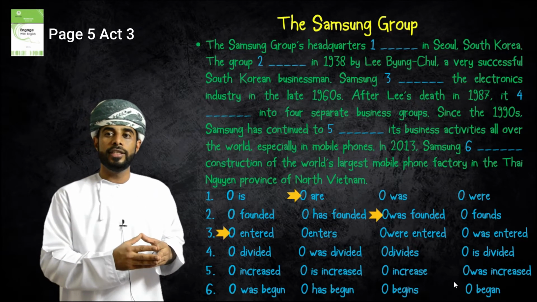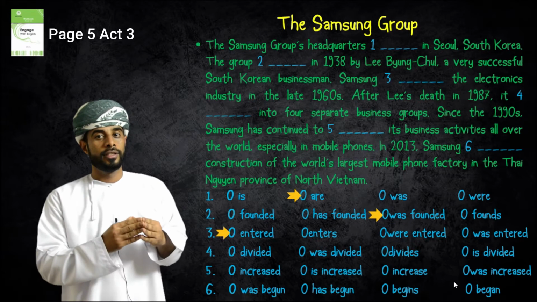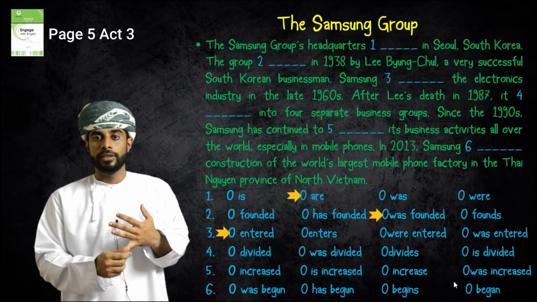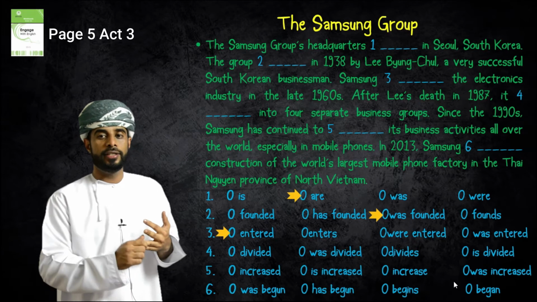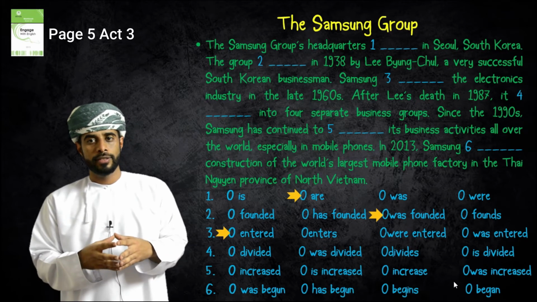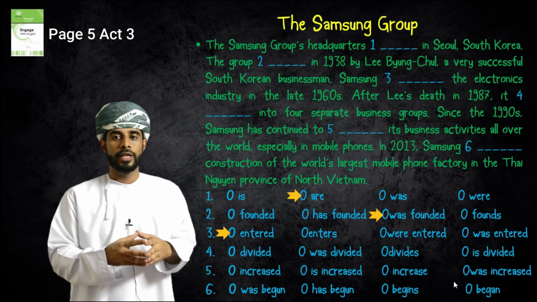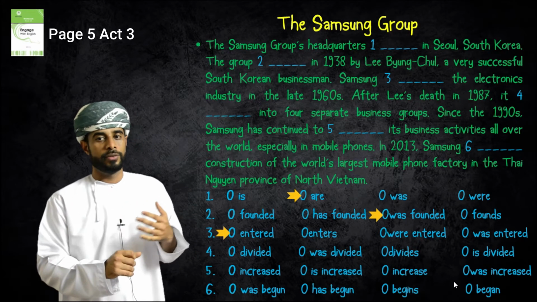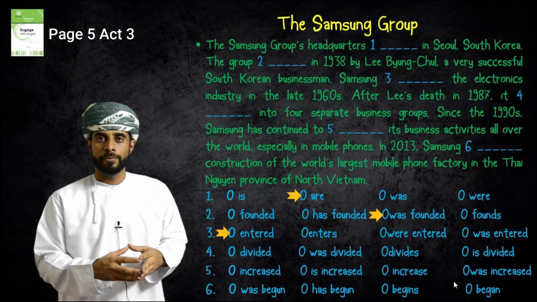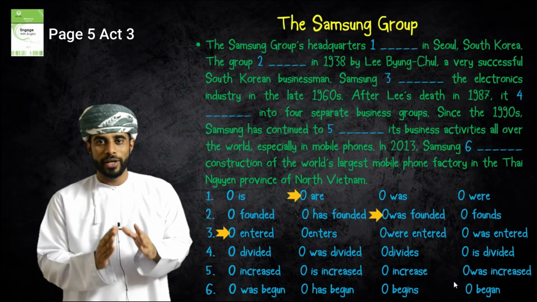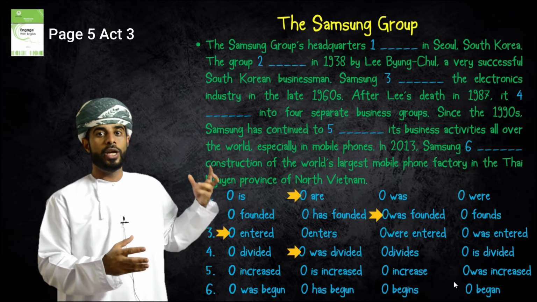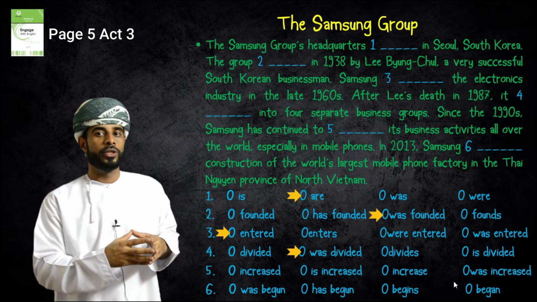After Lee's death in 1987, it into four separate business groups. It divided, or it was divided, it divided, or is divided. First of all, it's in the past tense. So we will say either divided or was divided, either the past simple or the past simple passive. Did the company divide itself? No, someone divided it. So we say was divided. The company was divided into four separate business groups.